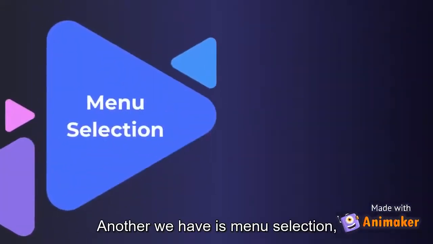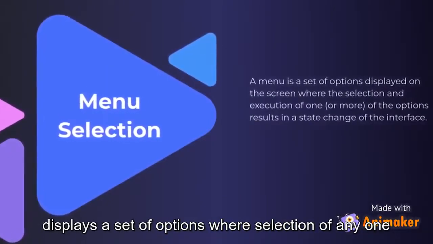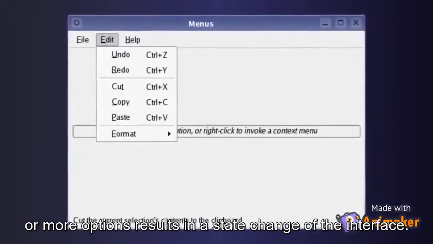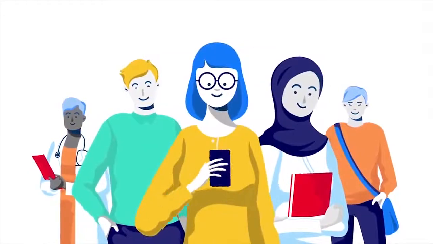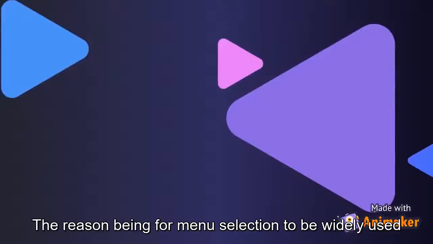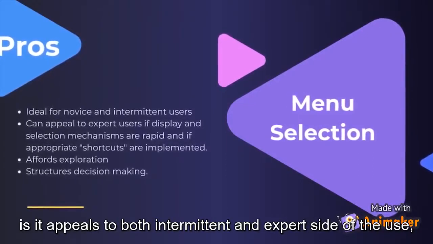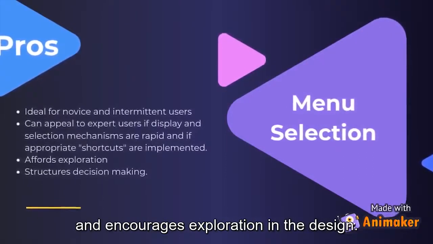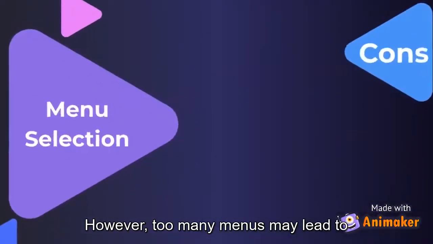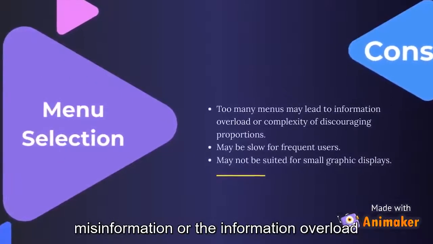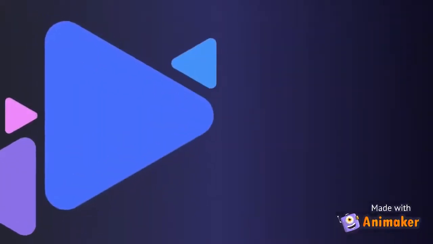Another we have is menu selection. Mostly a drop-down menu displays a set of options where selection of any one or more options results in a state change of the interface. The reason for menu selection being widely used is it appeals to both intermittent and expert users and encourages exploration in the design. However, too many menus may lead to misinformation or information overload and increase the complexity of the design.